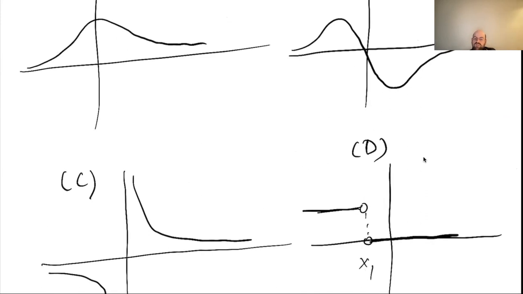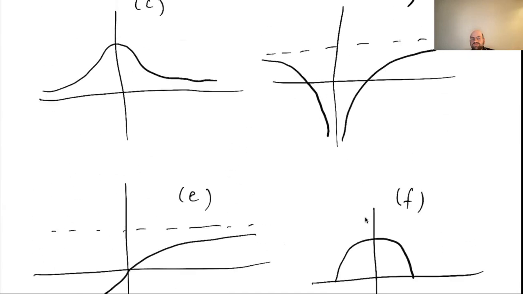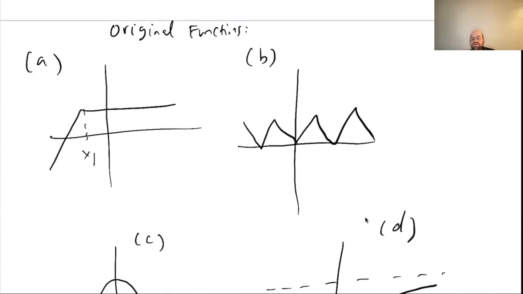Okay, so here you may wonder, why do we have holes here and here? Not even one of them is filled. Because the derivative function at x equals x1 is undefined. Why? Because at x equals x1, the slope of the tangent line is undefined.